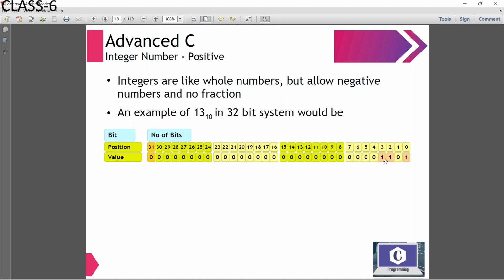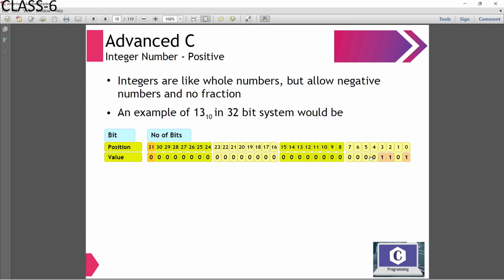So 1101. These are the last four bits. Always, when it comes to the binary number system, it starts from the right-hand side, that is the bit number 0. From this 0th bit, every operation on binary numbers starts. So we are storing 1101 in the last four bits, and the rest of the bits are filled with 0, so the value is not changing.